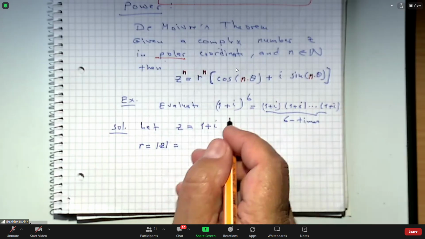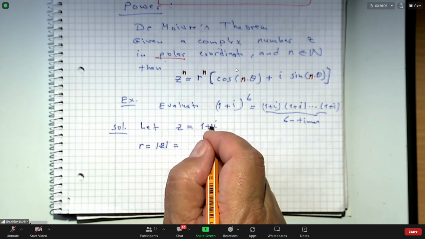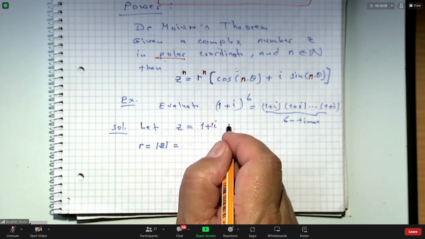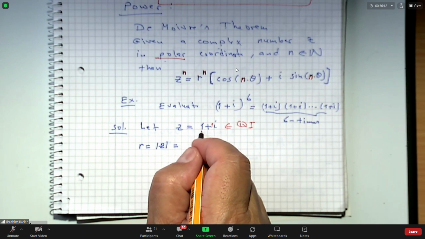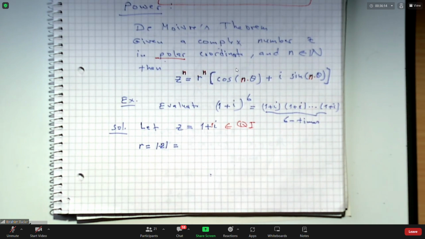And here by default, we don't have a coefficient of i. It means the coefficient is 1. So this is definitely in Q1. Why? Because x is positive, y is positive.